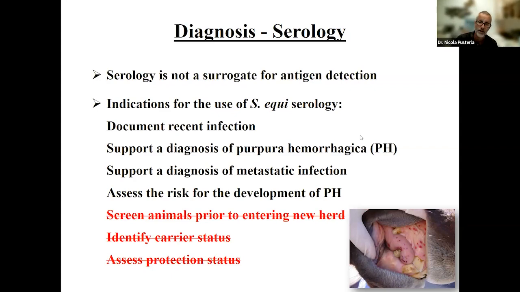vaccinated. However, as I have on this slide, we cannot use the strep equi SEM antibody test to screen animals entering a herd. We can't run it and say, okay, well, this one needs to be followed up with a pouch lavage and testing. So we cannot identify carrier status like you're more likely to be able to do with the combined antigen ANC indirect ELISA, and we cannot assess the protection status based on an antibody titer.